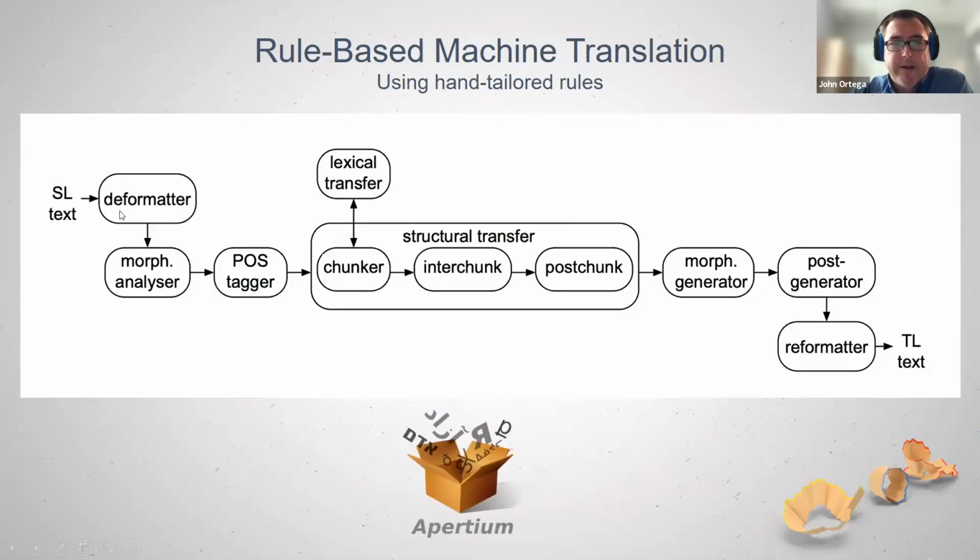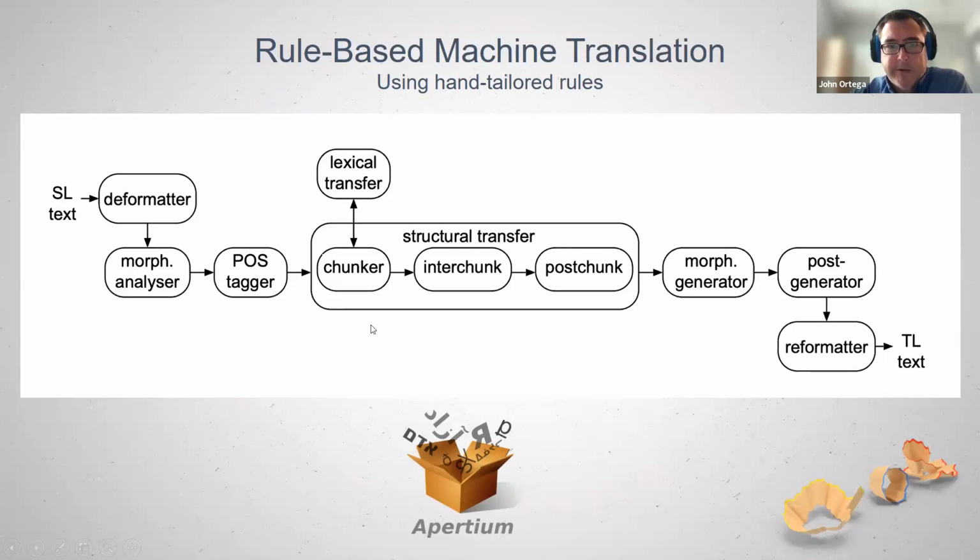This is what probably the most used RBMT system out right now is called Apertium. This came out of my university, University of Alicante. And there we have source language text, for example, and it goes through a ton of things here. When I say things, I'm talking specifically about modules of a process. So you've got formatting, morphological analyzer, part of speech tagging, lots of other pieces of this pipeline, which basically take it to the final step, which is a reformatter into target language text.